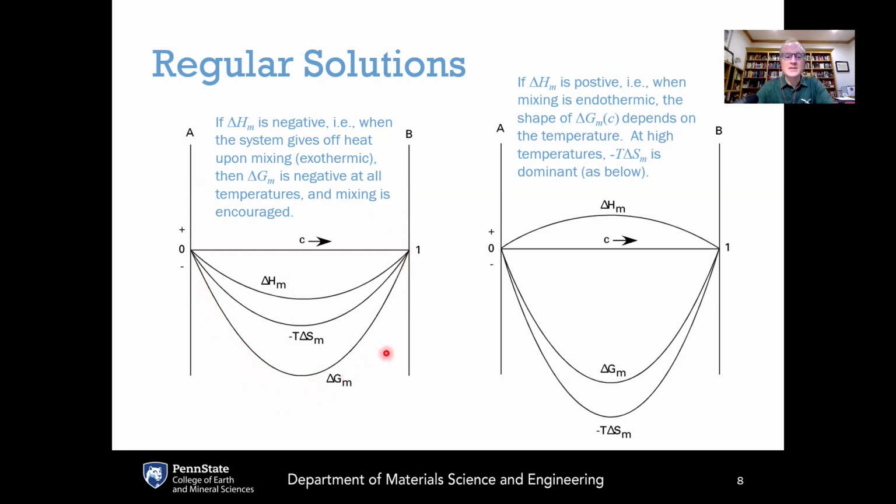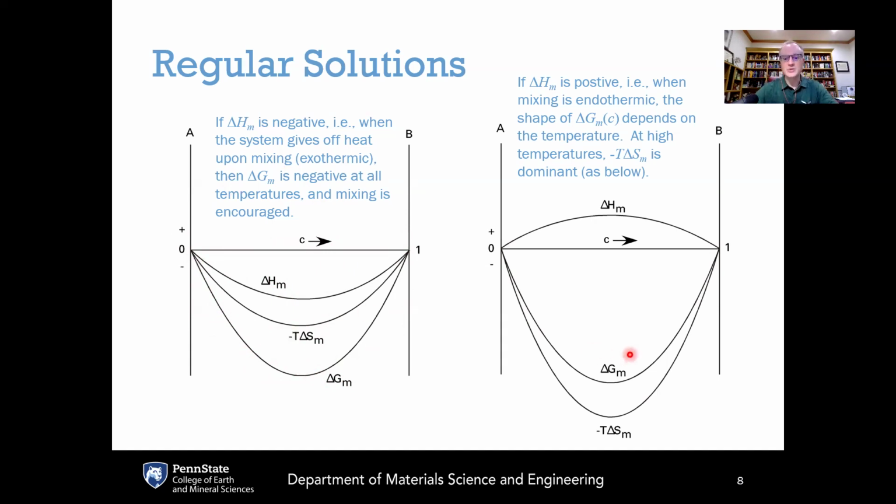So this left-hand side here is easy. This is telling us that for any value of C, we can minimize the Gibbs free energy of the system by having a complete mixture of A and B, regardless of what the concentration is. So on this left-hand side, mixing is always thermodynamically preferred.